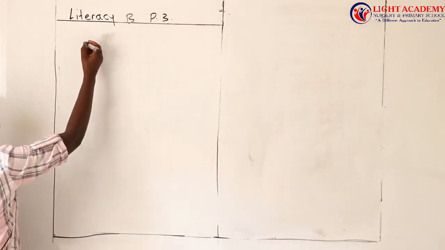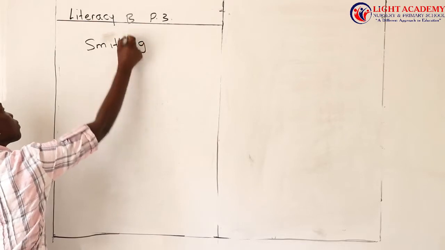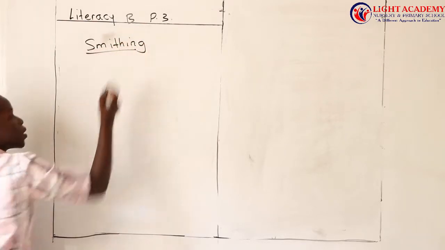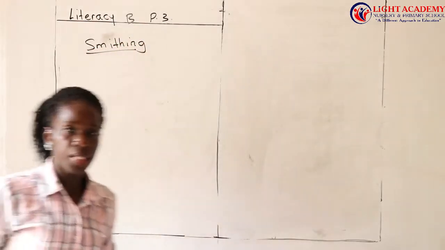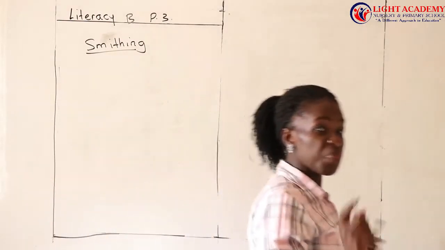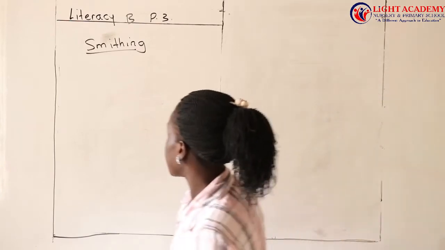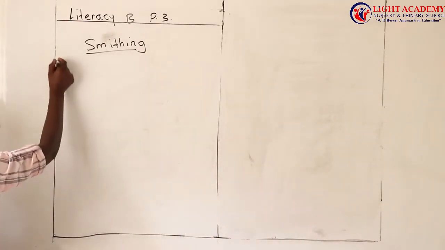Let's talk about smithing. What did we say smithing is last time? We said that smithing is the making of things out of iron.